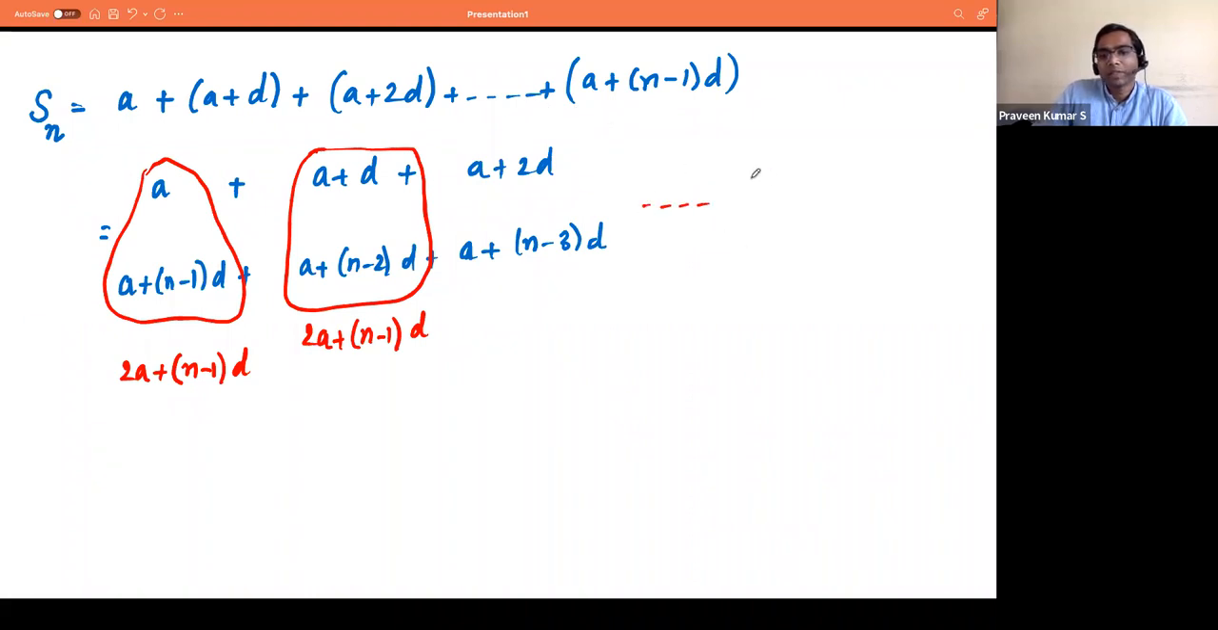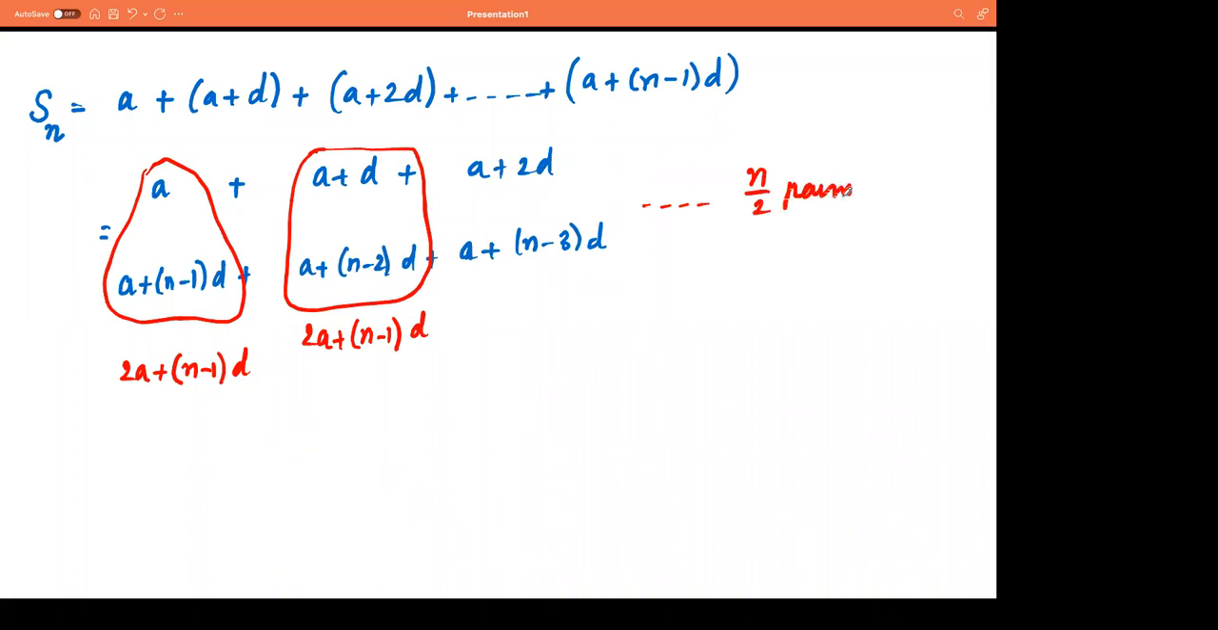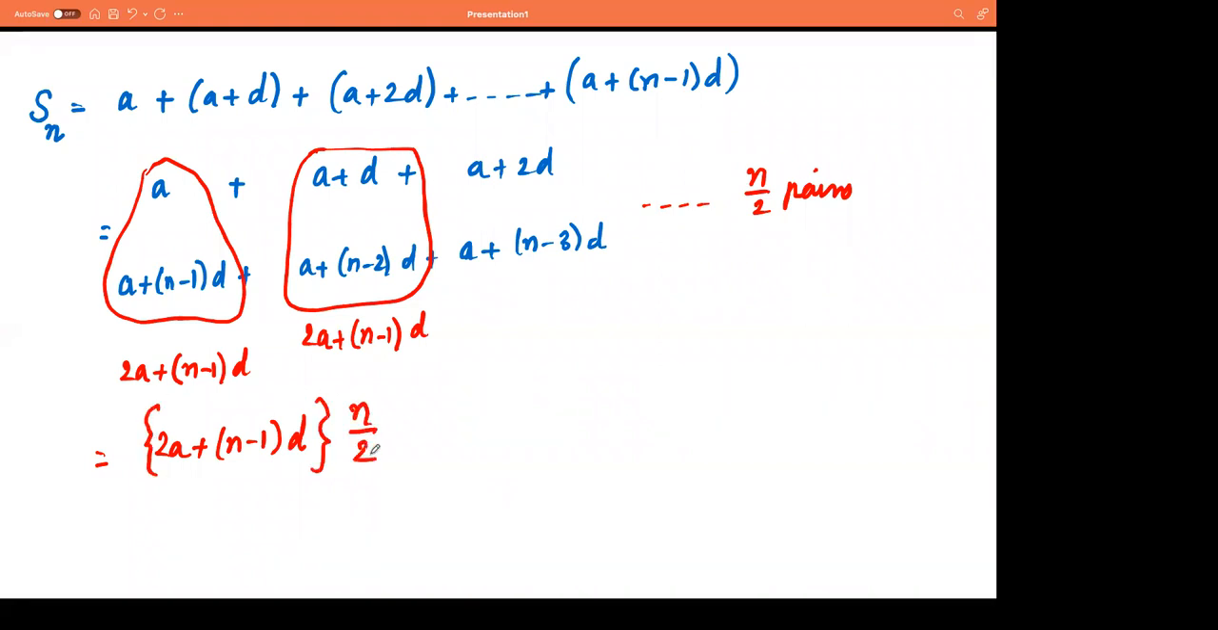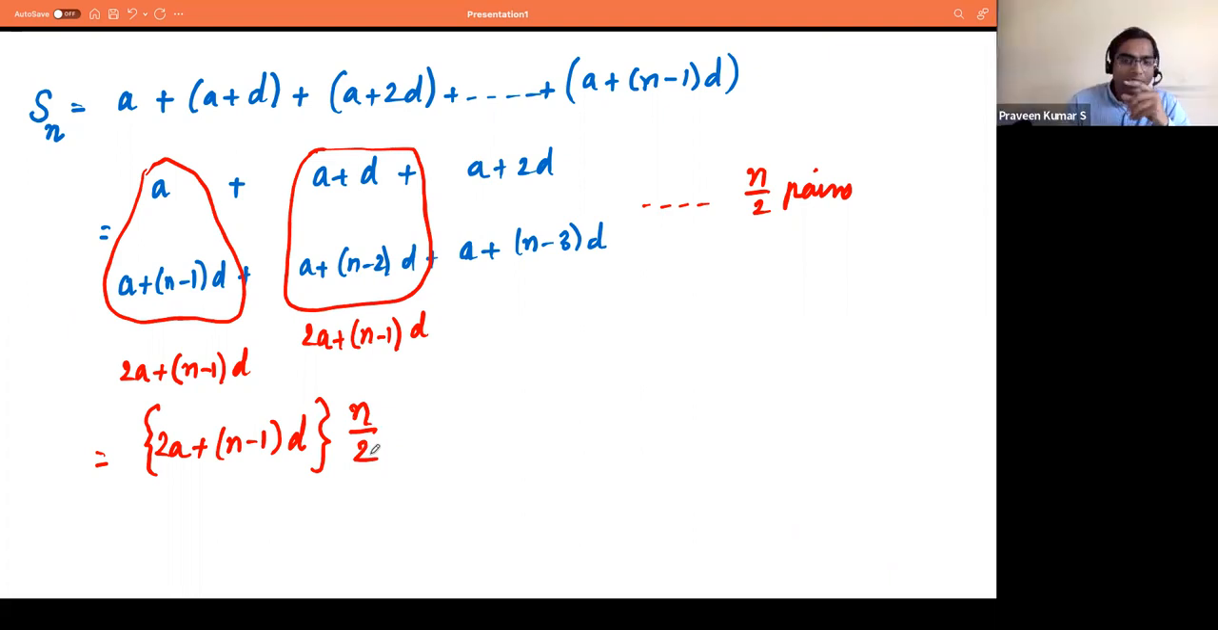How many such pairs are there? n by 2 pairs are there. So if you now add, this is 2a plus (n minus 1) into d, into n by 2 pairs. So this is what is said as the sum of n terms in an arithmetic progression.